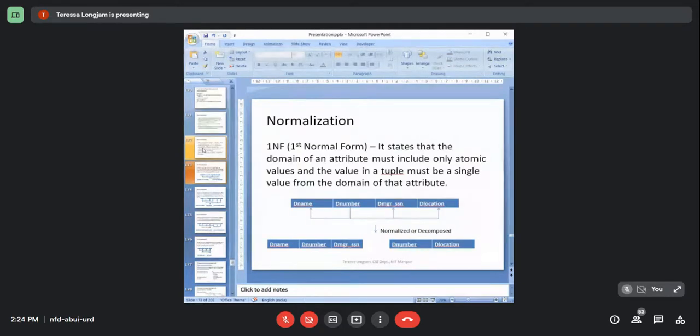Some of the most important, we will just discuss the most important ones, like first normal form, and then we will see second normal form, and then, am I audible?